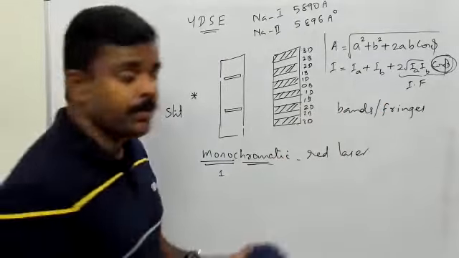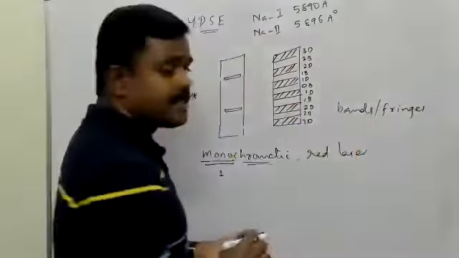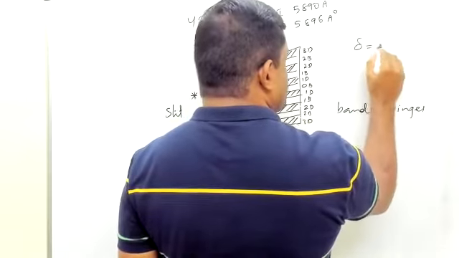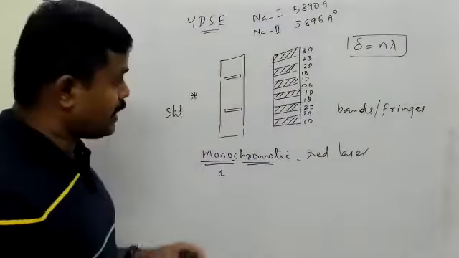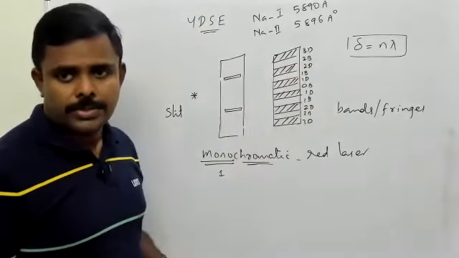But anyway, I've told you the condition for maximum. What was the condition? Path difference is equal to n lambda. And we are going to visualize in which context it is to be used.